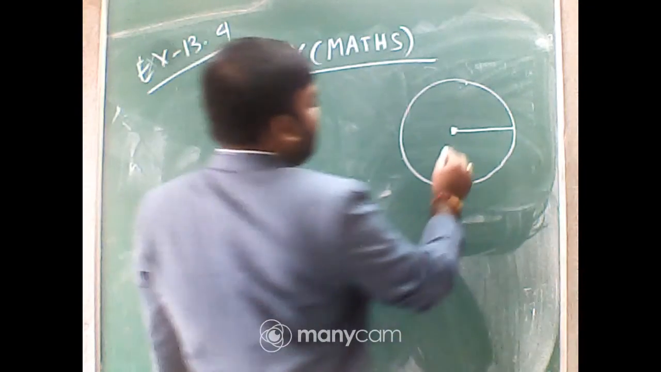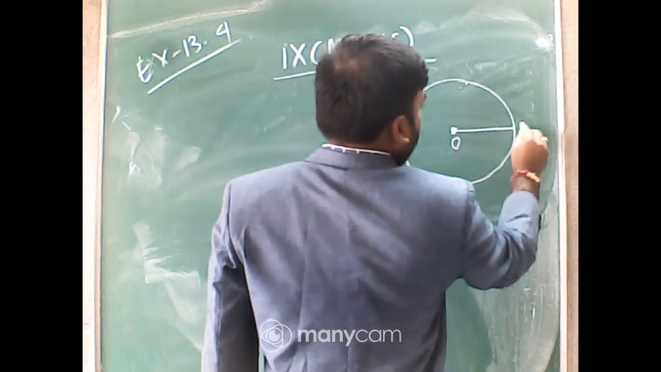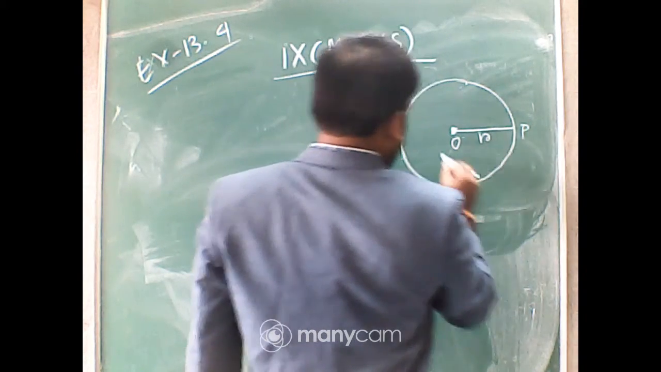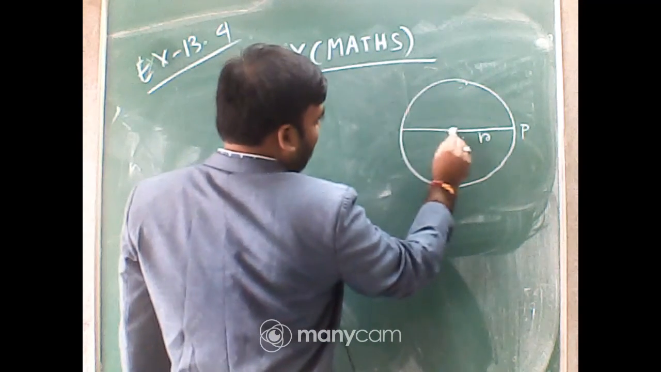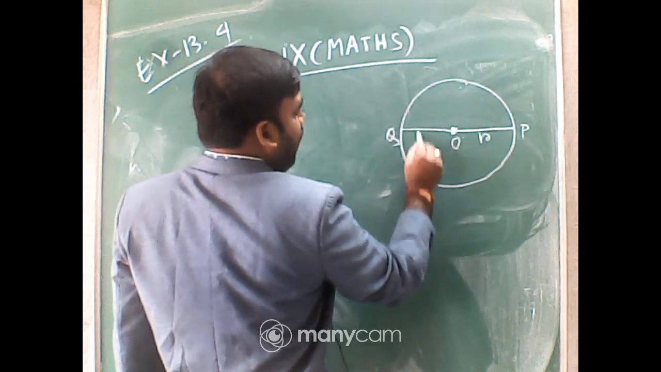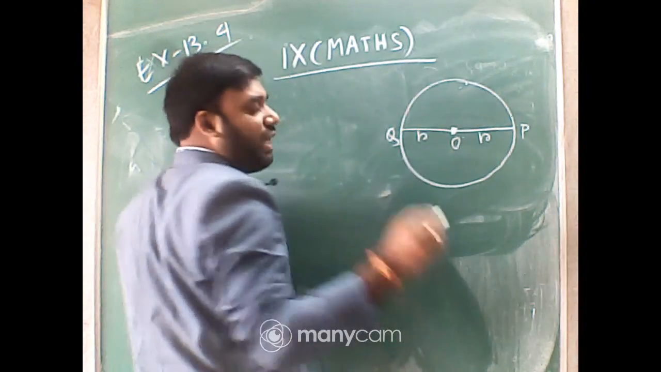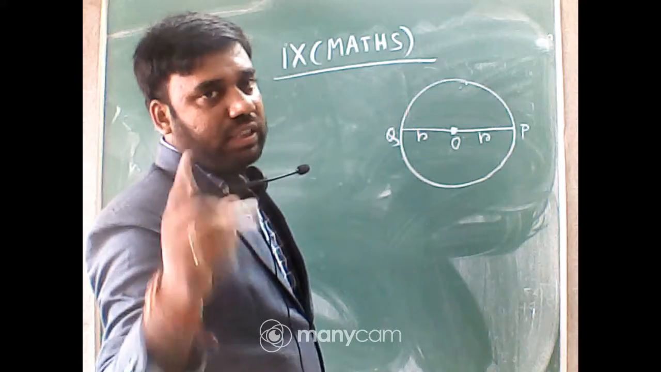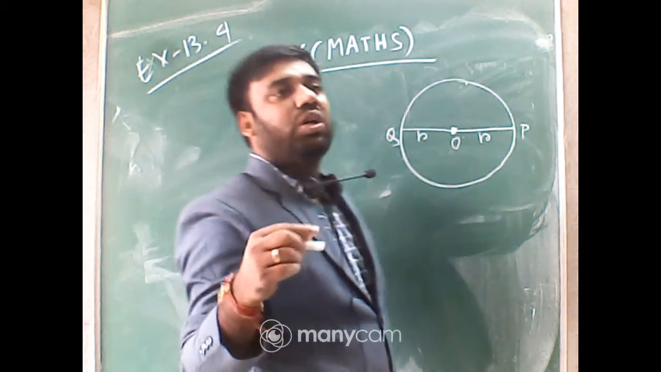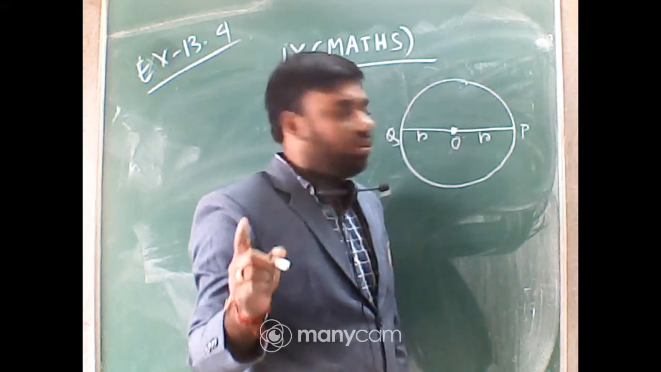If I denote the center as O and the point as P, then OP equal to R. And similarly, that line OQ is also equal to R. So diameter equal to 2R, radius equal to R.